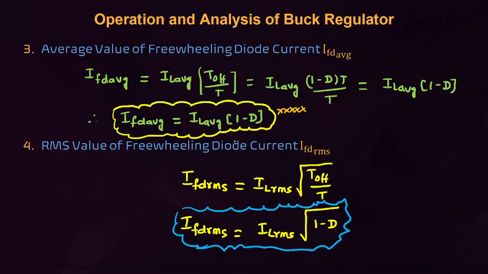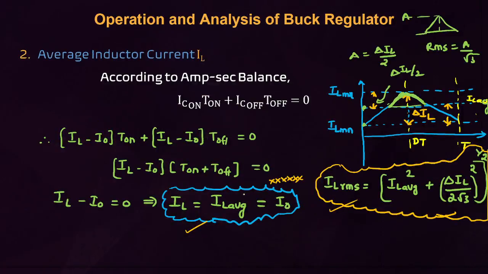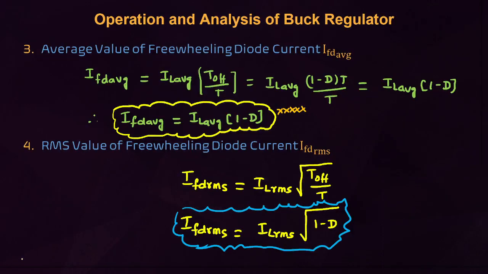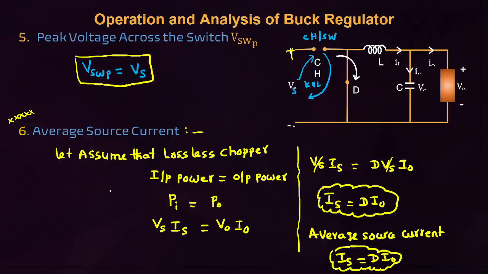The average value of freewheeling diode current equals IL average into (1 minus D). But what is IL average here? IL average equals the average load current. IL average is nothing but the average inductor current. That you have to concentrate on. Next, what is the RMS value of freewheeling diode current? RMS freewheeling diode current equals the RMS value of inductor current into square root of (1 minus D). That you have to concentrate on.